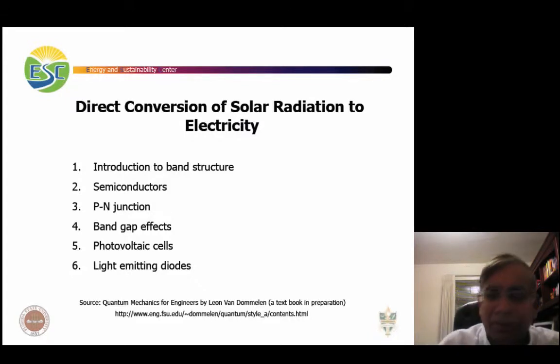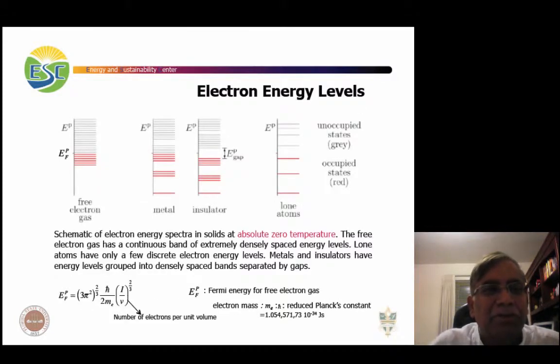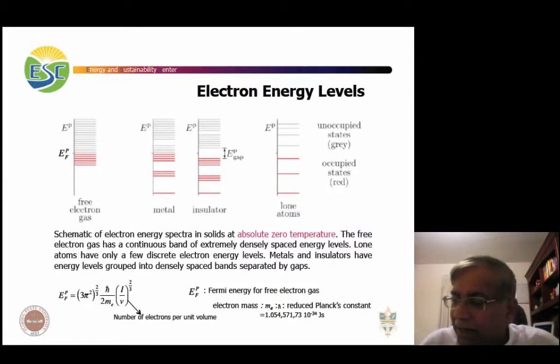the light emitting diodes. First we want to understand what the band structure is, and here in this figure typical energy spectra are sketched. The spectra of the free electron gas is shown on the left. The energy of the single particle states is shown in the vertical axis. The energy levels allowed by quantum mechanics start from zero and reach to infinity.